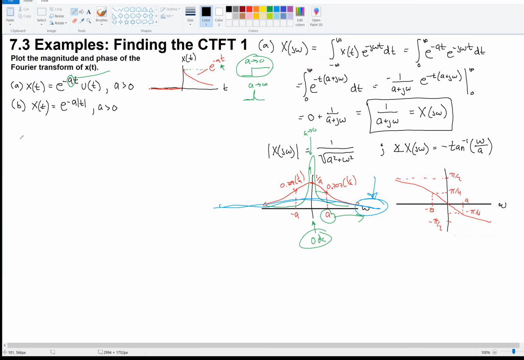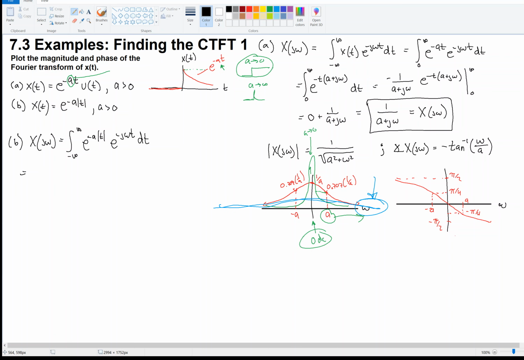Anyway, let's look at B. So B looks similar, okay? So we're just going to start with the analysis equation, right? Minus infinity to infinity of e to the negative a absolute value of t, e to the minus j omega t, dt. And how am I going to be able to integrate an absolute value? Do you know what to do here?